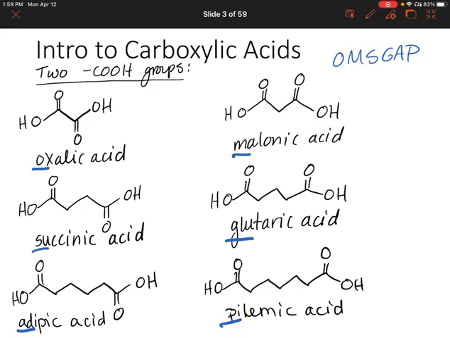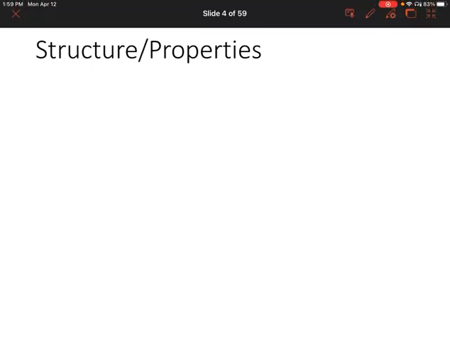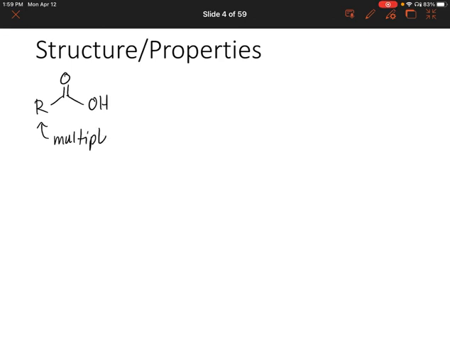All right, let's look at or review information about the structure and properties of carboxylic acids. So let's just start by drawing a generic carboxylic acid. That R group could really be multiple things. Maybe you have an alkyl group attached, maybe you have a benzene ring with other functional groups attached. There's all sorts of possibilities there.